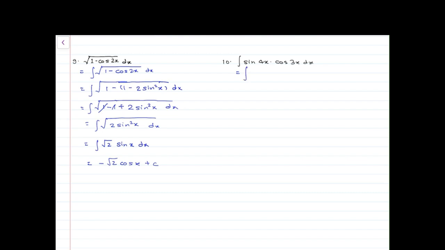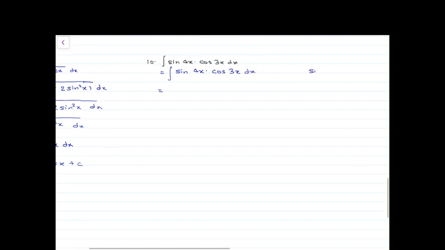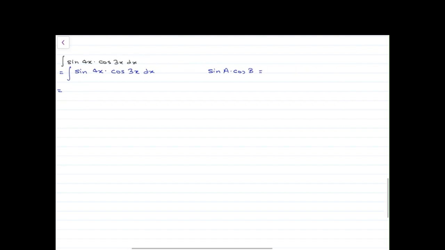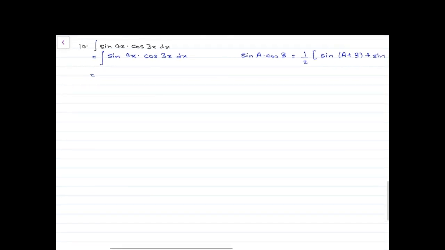Now let's move to the last question. It's sine 4x times cos 3x dx. Now it looks like sine a times cos b, and if you remember, it's the product formula. I hope you remember this formula. Here it was sine a plus b plus sine a minus b, right? So we need to use it.